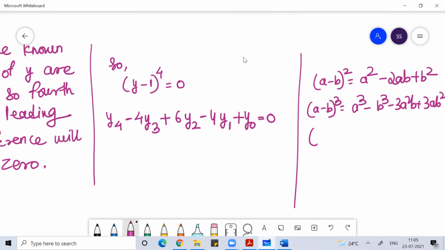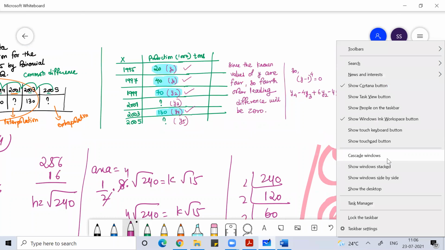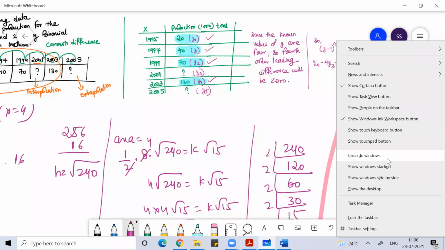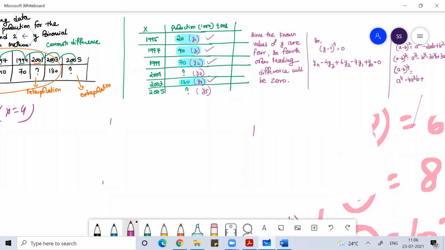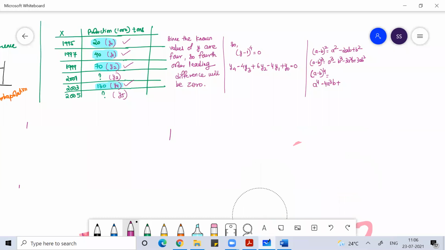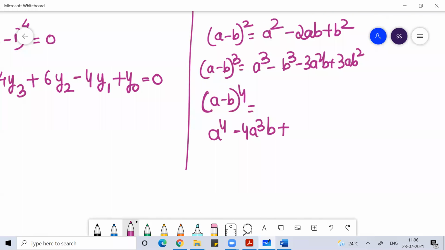What is (a minus b) to the power 4? That is a to the power 4 minus 4a cube b plus 6a square b square minus 4ab cube plus b to the power 4.